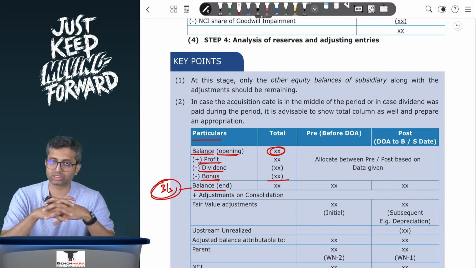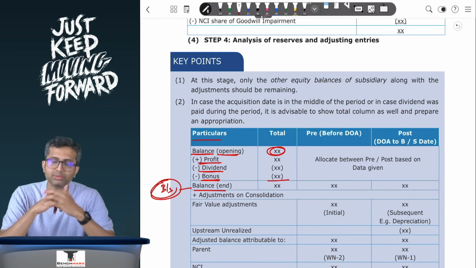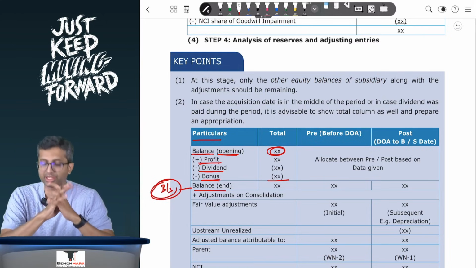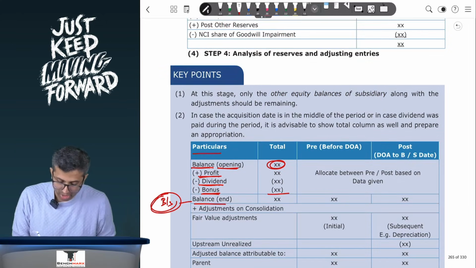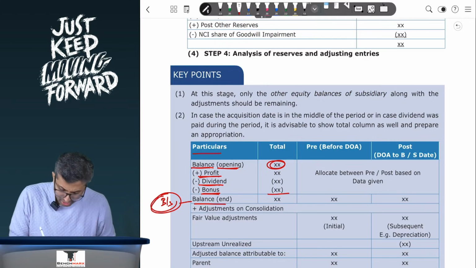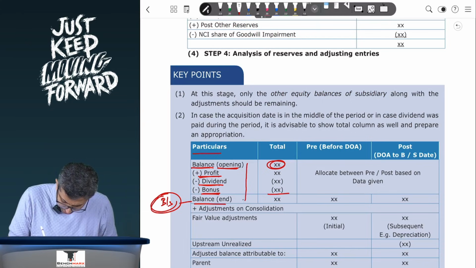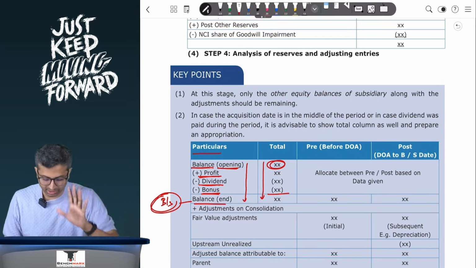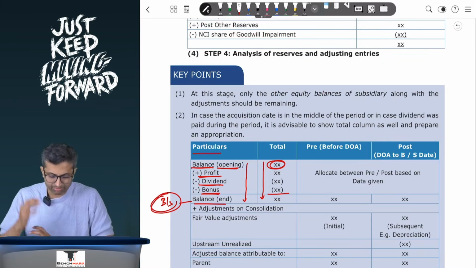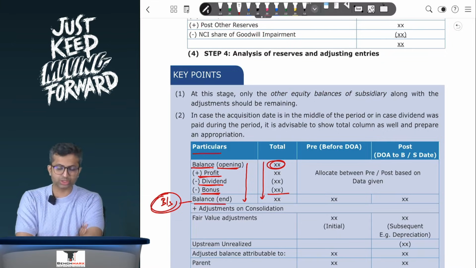A part of the reserves, like pre-acquisition, are usually eliminated, but a part of the reserves that is post-acquisition is consolidated, and hence you need to analyze the reserves. So there will be a working note 4 where you analyze the reserves. Over here, you will first write down this format, take the total. We'll do it along with sums as well so that you have a better understanding. But balance plus the profit minus dividend minus bonus will give you the closing.